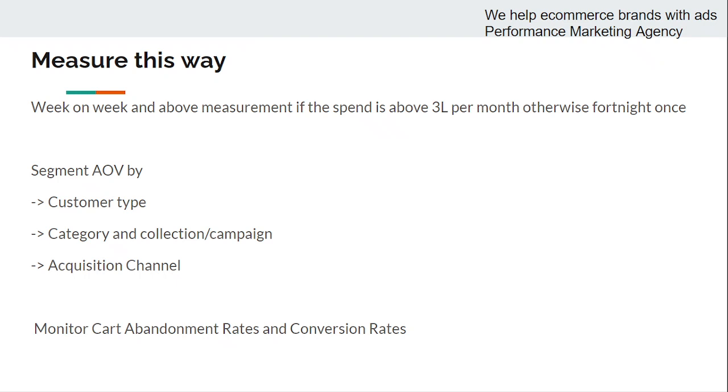Then also monitor abandoned cart rates and conversion rates whenever you are increasing your AOV. Because whenever we increase the AOV, usually conversion rates drop because people are less likely to buy. But the overall increase will still be there. Overall margins will still increase. But you should keep monitoring it until you have a break even. You should be calculating your break even before you start anything.